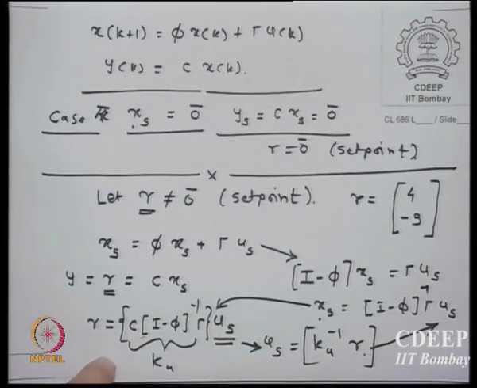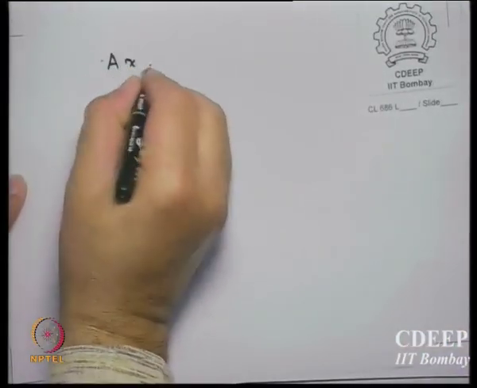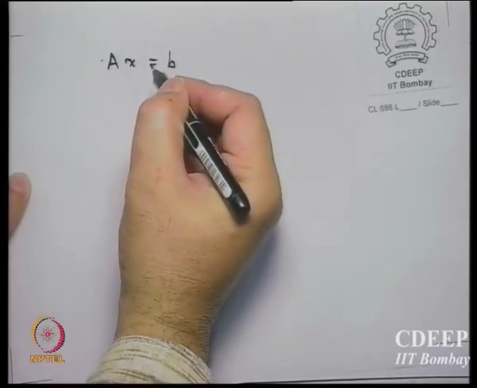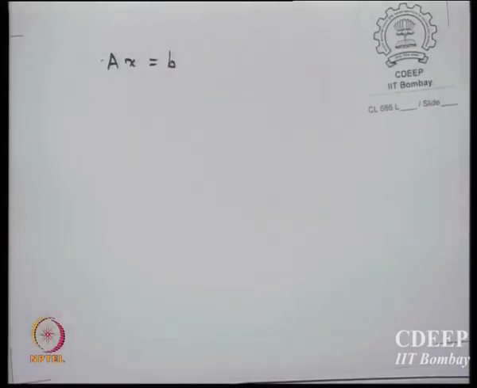This is fundamental. Just look at this algebraic equation: if the number of inputs is less than the number of outputs, can you uniquely define the inputs which will take the system to the desired outputs? The input space is smaller than the output space, then can you take the system from anywhere to anywhere? It is just a linear algebra problem. When can you uniquely solve this? Ask this question. I will put it in an abstract form. If I have AX equal to B, when can you have a unique solution?